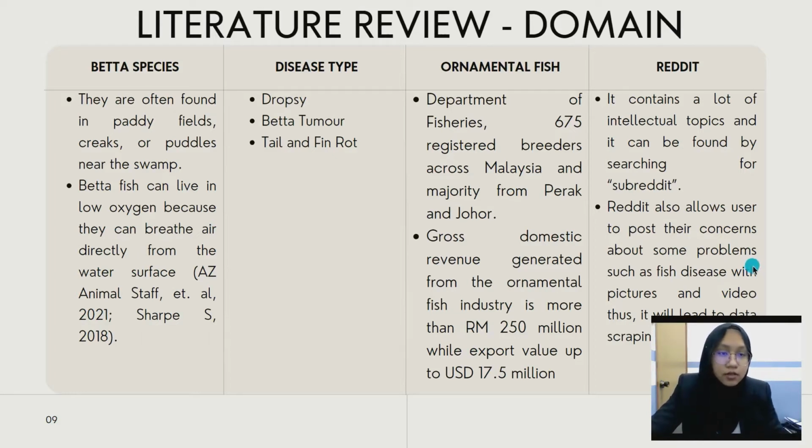So betta species, they are often found in paddy fields, creeks, or puddles near the swamp. Betta fish can live in low oxygen because they can breathe air directly from the water surface, because they have a special organ called the labyrinth. The labyrinth makes them breathe easily without using the gills to collect the oxygen.